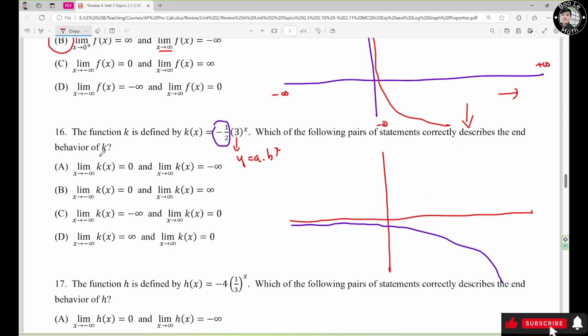Now, limit of the function k of x when x approaches negative infinity. The function approaches 0, yes, because it's getting closer to the x-axis. Limit of the function k of x when x approaches positive infinity, this is positive infinity. The function approaches negative infinity, yes, it's going down, right? So the answer choice A is correct.